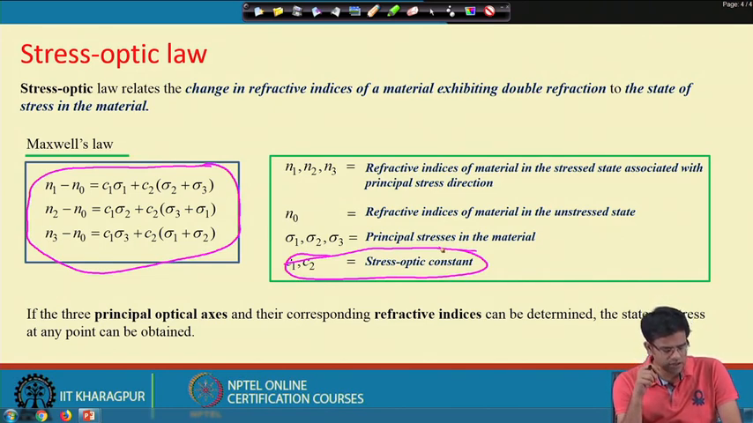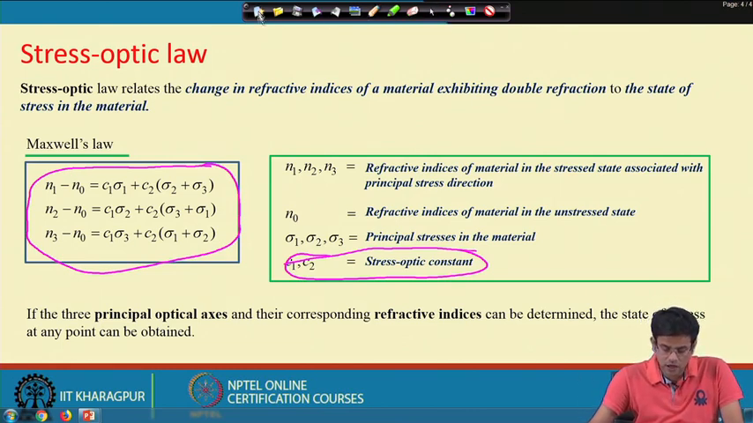If we now know the refractive indices and the stress optic constants, then we can find out the principal stresses with these three equations. This is the basic essence of Maxwell's stress optics law. If the three principal axes and their corresponding refractive indices can be determined, the state of stress at any point can be obtained. This is the basic law of relation between stress and refractive indices.